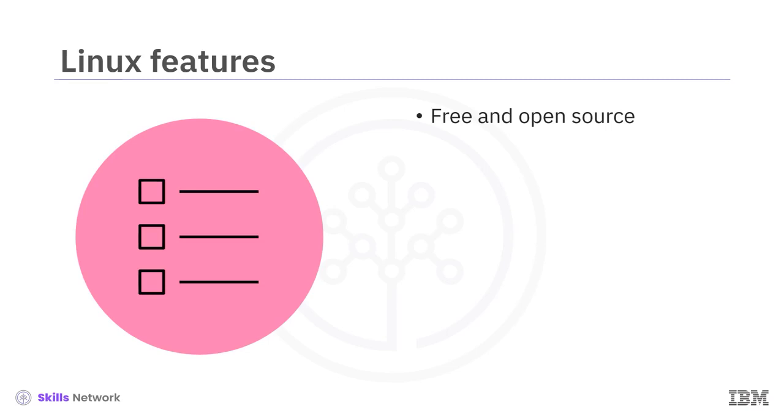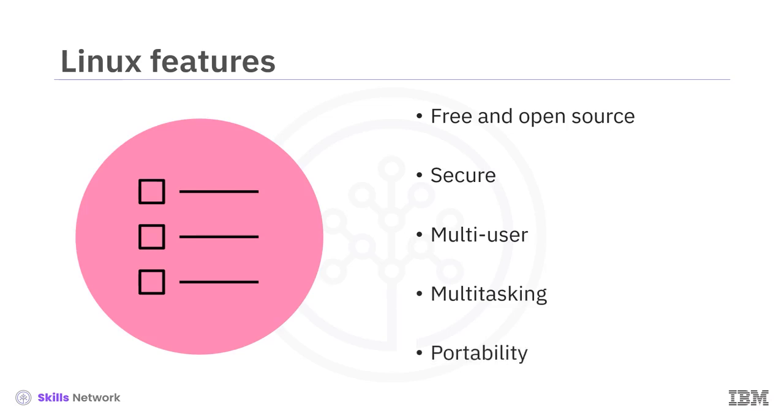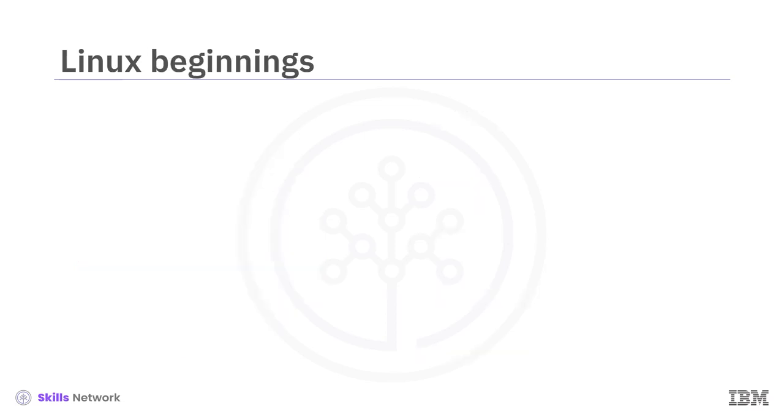Linux is free and open source, which means anyone can view the source code. And with so many eyes on the source code, Linux has become the most secure OS over the years. It's multi-user. Linux is designed to support multiple users accessing the system simultaneously. It also supports multitasking, running multiple jobs and applications at the same time. And it's portable. Linux has been ported to run on many different types of devices and hardware platforms, from desktops to servers to appliances.